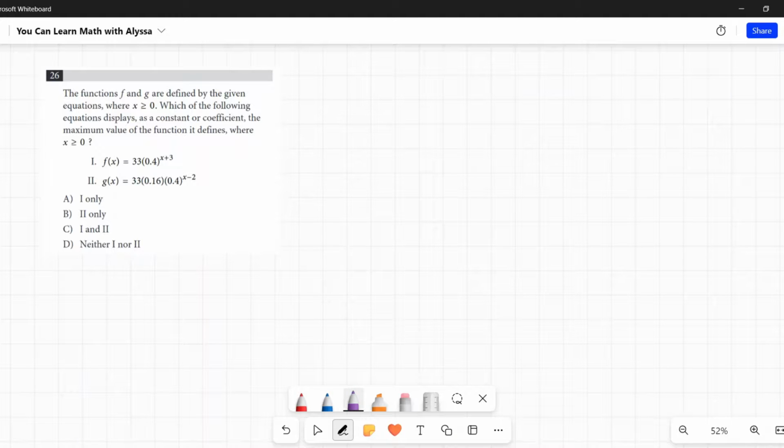And we have these 2 functions. We have f of x, which is 33 times 0.4 to the power of x plus 3. Then g of x, which is 33 times 0.16 times 0.4 to the power of x minus 2. Okay, I really recommend using your graphing calculator on this one. We have this function with the x in the exponent, which would be the more accurate way of saying that.